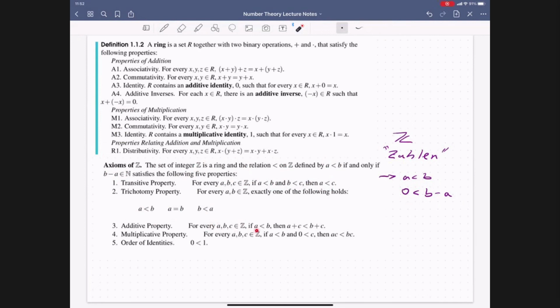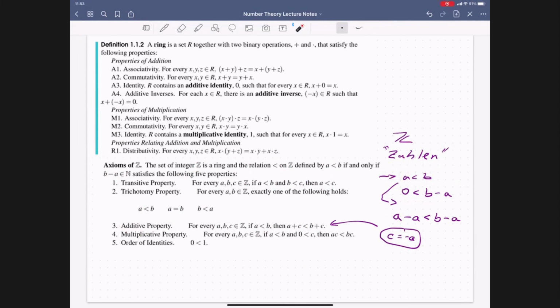Additive property: A, B, and C are integers. Then if A is less than B, A plus C is less than B plus C, which is exactly what I just did over here. To go from here to here, we use that property. We do A, and then we take C as a minus A in that notation, and then this is less than B minus A. So when we did this, we were actually using the additive property of the integers.